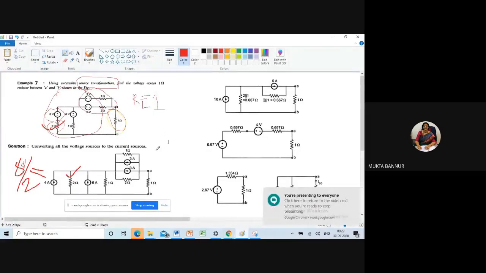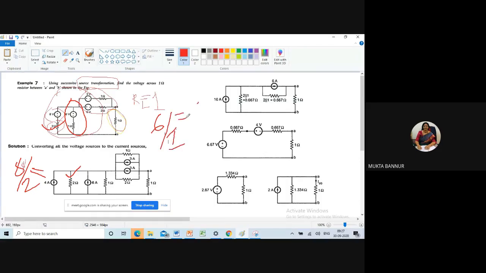In the next step, I will replace the second voltage source by its equivalent current source. Here the voltage is 6 and the series resistance is 1 ohm. 6 divided by 1 is 6 ampere. So this is a 6 ampere current source. Similarly, whatever resistance was there with the voltage source will be connected across the 6 ampere current source, that is this resistor.